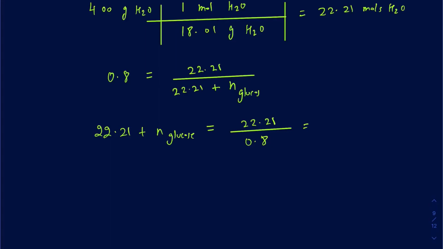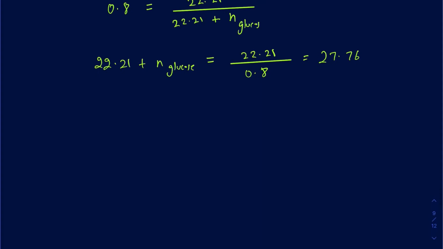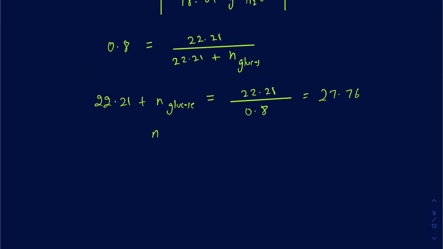So 22.21 divided by 0.8 is going to be 27.76, and then the moles of glucose here would be 27.76 minus 22.21. So it's going to be 5.55. And then once you know the moles, we can go ahead and use the molar mass to figure out what's going to be the mass of the glucose.